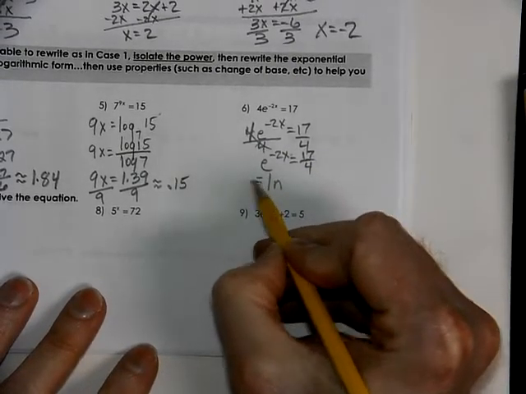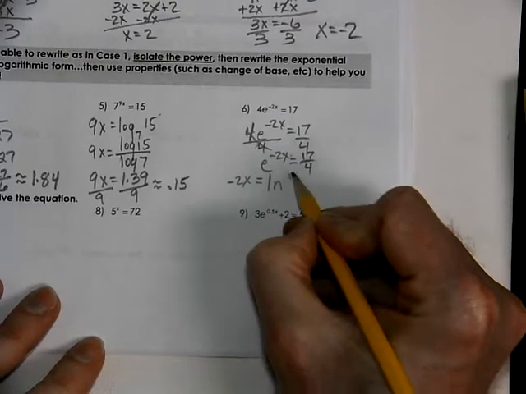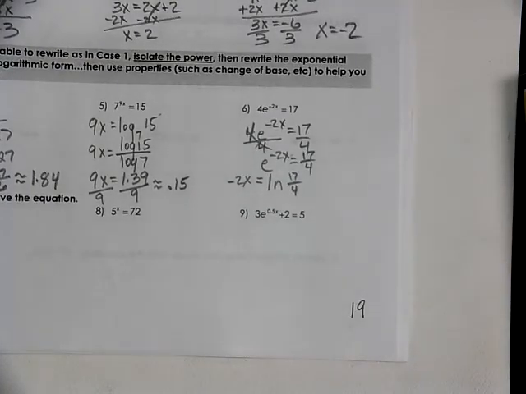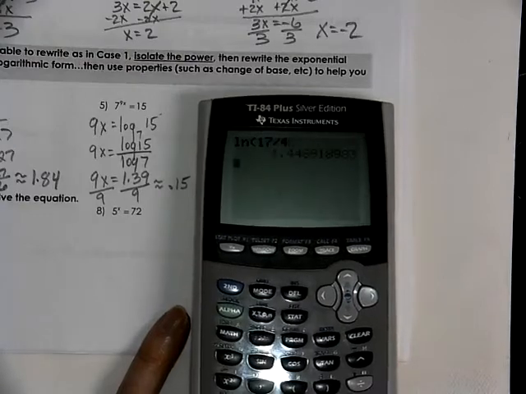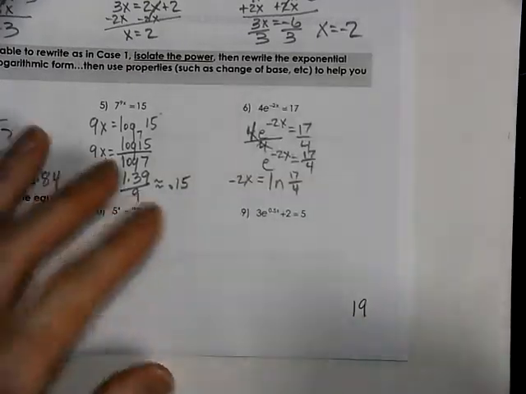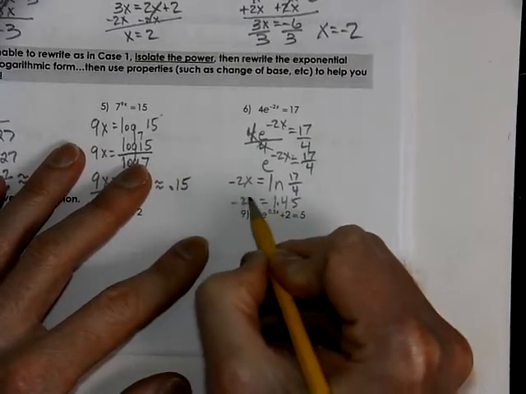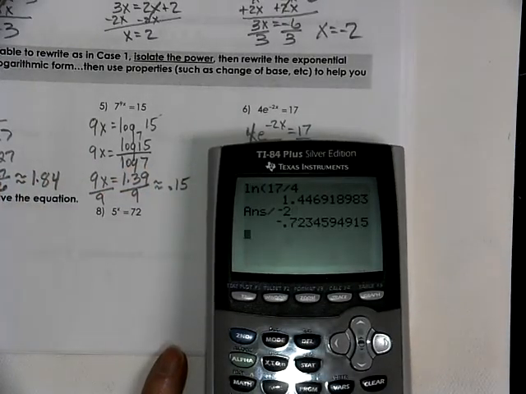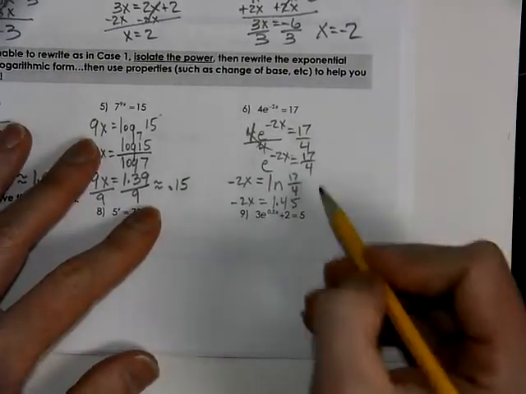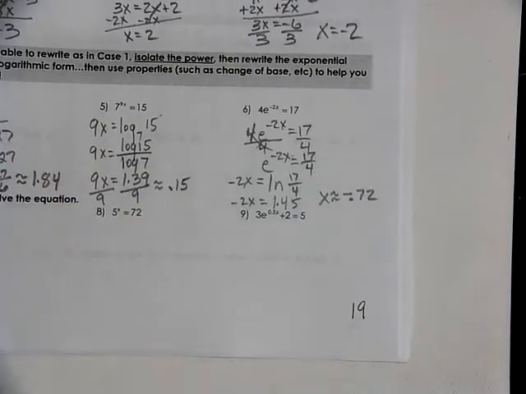A logarithm is going to equal the exponent, and it's the logarithm of 17 over 4, or 17 divided by 4. So we do the natural log of 17 divided by 4. That gives us 1.44. We can round that if we like to 1.45. Divided by a negative 2 gives us negative 0.72. So x is approximately negative 0.72.